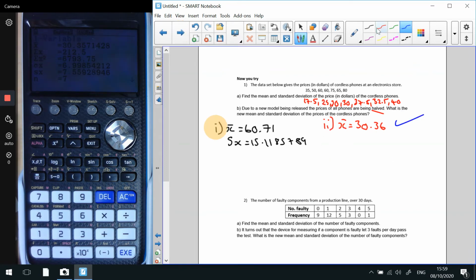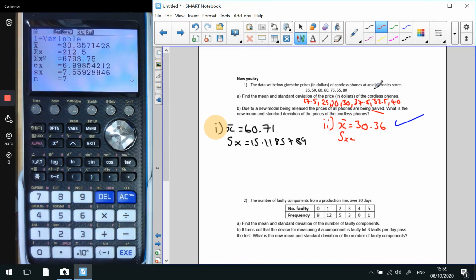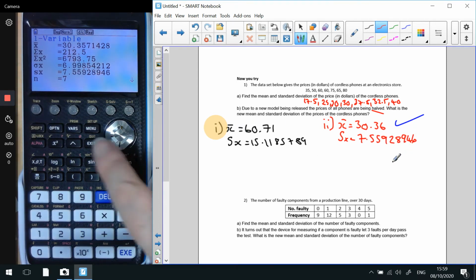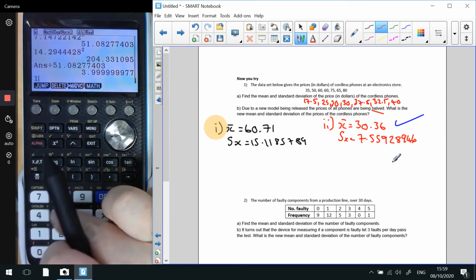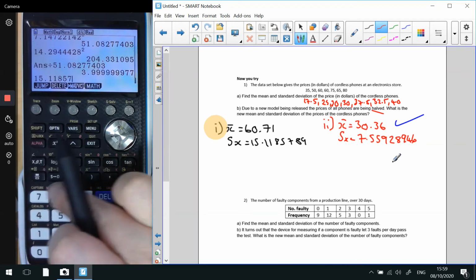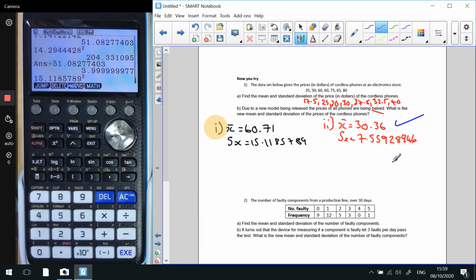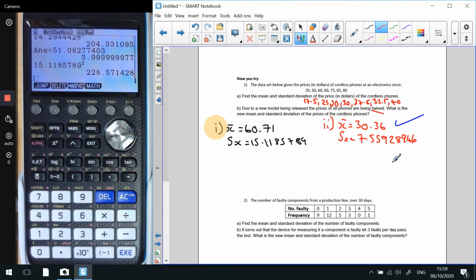Okay, so that holds for what we said before. Now for the standard deviation, we have ended up with 7.55928946. As we did before, we're going to have a look at the variance for this. The variance for the first one would be 15.1185789 squared, which gives us 228.571428 for our variance.